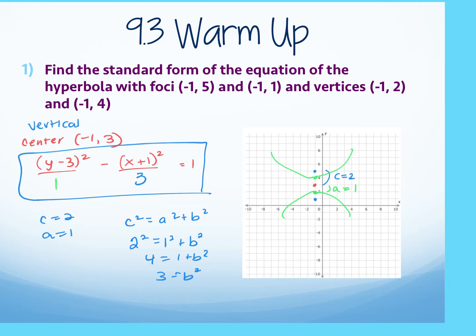So just like with ellipses and circles, you want to be ready to get any kind of combination of information. It could be vertices and covertices. That gives you the a and the b. It could be vertices and foci. That gives you the a and the c. It could be covertices and foci. That gives you the b and the c. It could be transverse axis length. That's going to give you the a. It could be conjugate axis length, and that would give you the 2b. So just be prepared to get any kind of information from what we've been given.